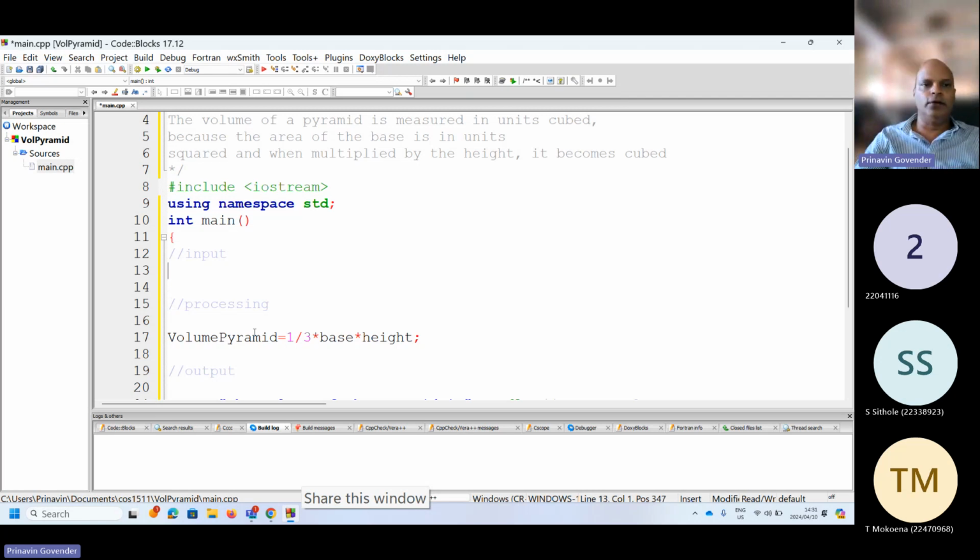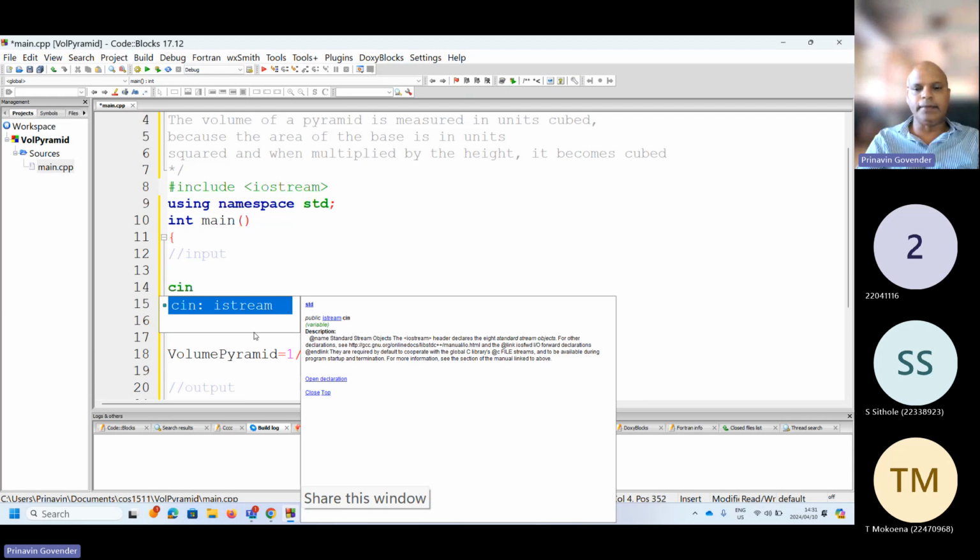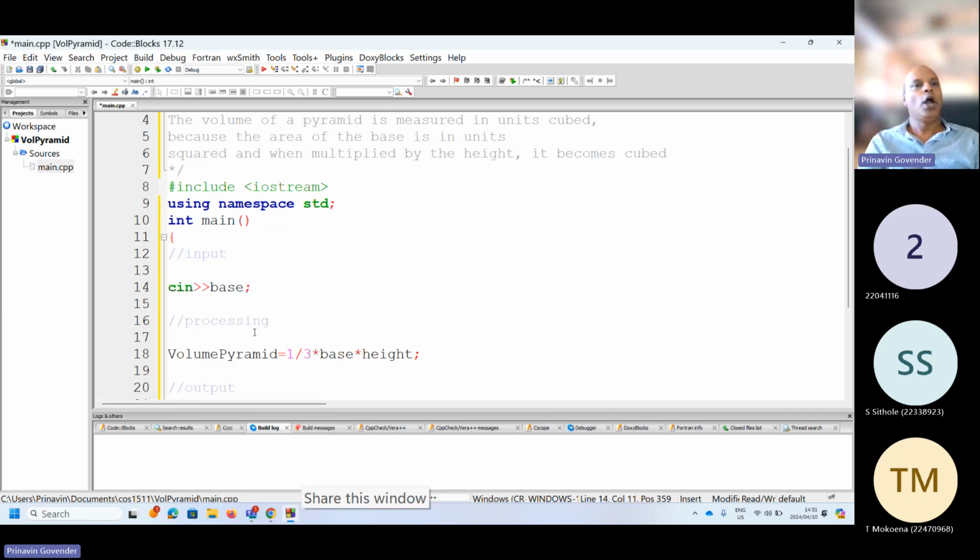So I go to input and I say cin base. Now, I told you rule of thumb, if you're using b for base, I got to have a cout above it, right? Hello? Yes. So what I got to say here? cout, please enter in the base of the pyramid.